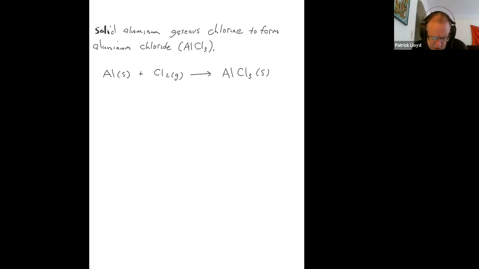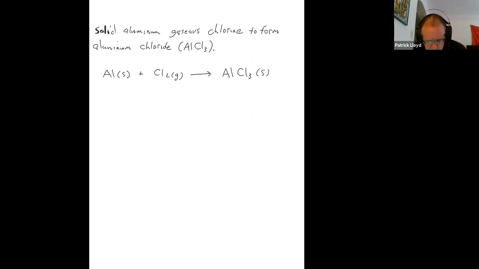It looks like there's 1 aluminum on both sides, but there's 2 chlorines on the left and 3 on the right. So there's a couple different ways you could do this. One would be to say, if you got 2 and 3, what's the lowest multiple of 2 and 3? That would be 6, right? So if you had 6 chlorines on both sides, that would be balanced.